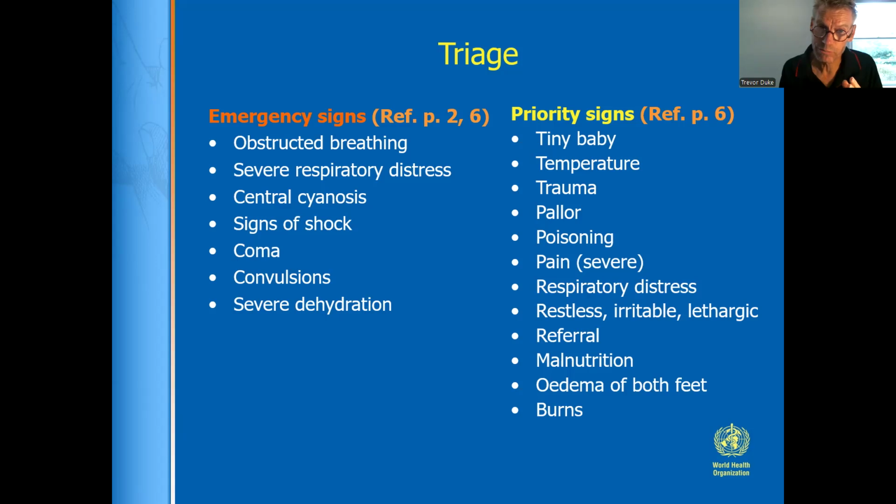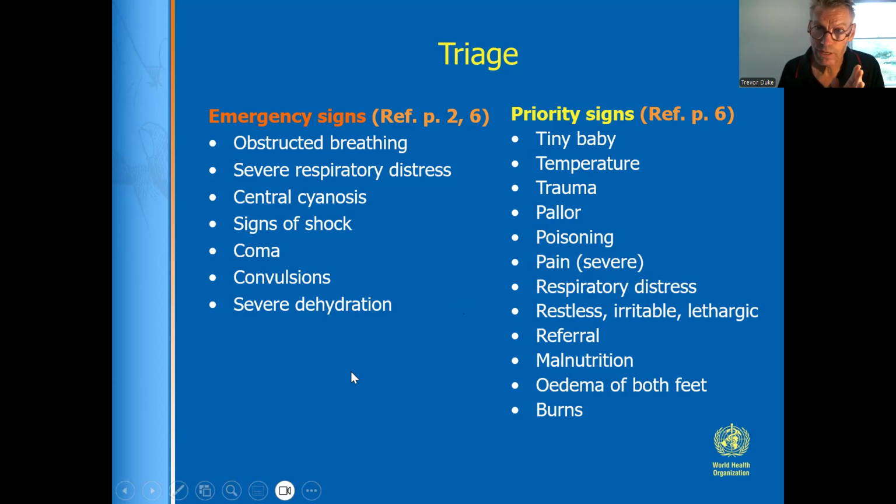It wasn't very obstructed, but he did have severe respiratory distress, and he did have cyanosis on air, and his oxygen saturation was low. So he does have severe hypoxemia. He had a fast heart rate, but his pulse was good volume and his capillary return was normal. So he doesn't have signs of shock. He wasn't in coma. He didn't appear to have convulsions, and he didn't show signs of severe dehydration. So Ratu has at least 2 emergency signs.